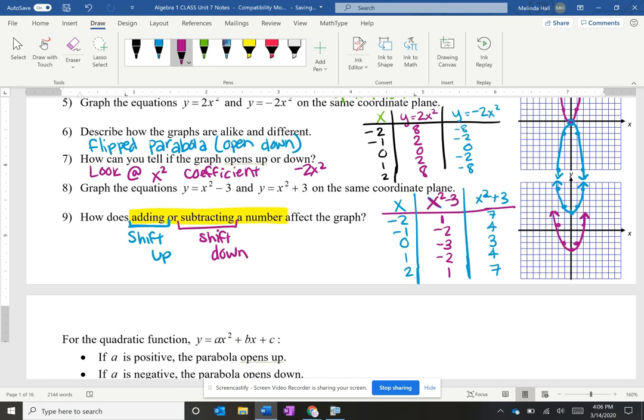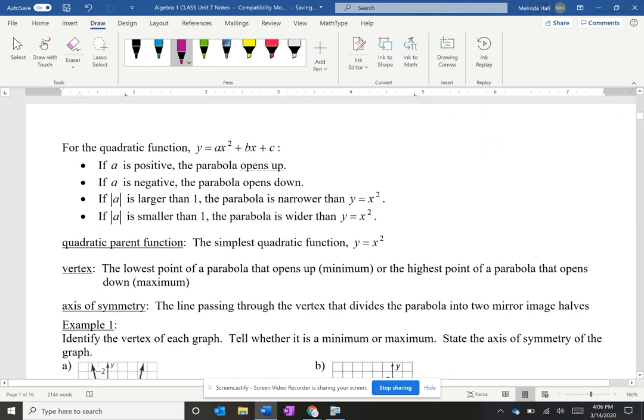So, moving on down, with your rules for a quadratic function, if it's in standard form, y equals ax squared plus bx plus c, if a is positive, then your parabola is going to open up. If it's negative, though, then your parabola is going to open down. Okay, so opening down would be something like that, and opening up would look like that.